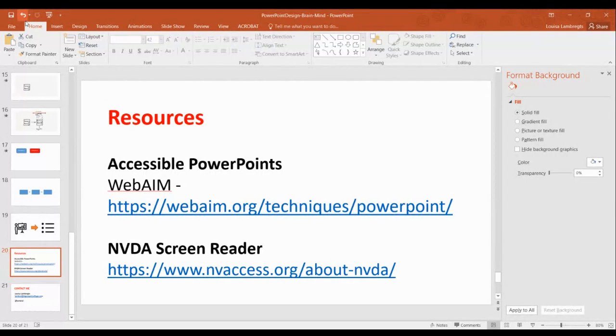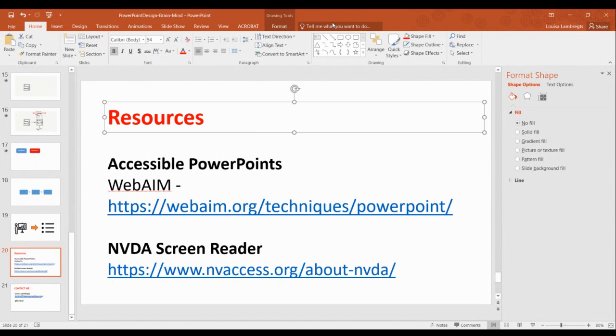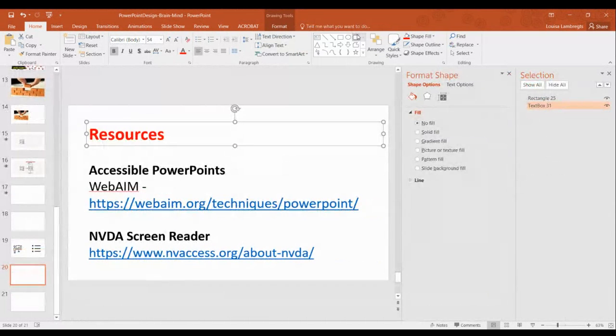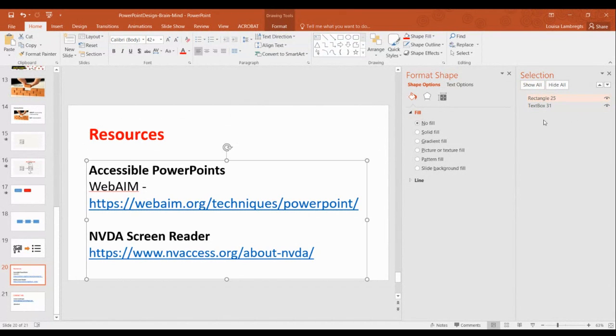There are things such as being aware of slide order and the order of your elements. So for instance, there's something that's called your selection pane. And when you display that, it shows you the order that a screen reader is going to read your elements. And it goes from the bottom to the top. So if I click on text box, this means that the screen reader is going to read my title, and then it's going to read next content.